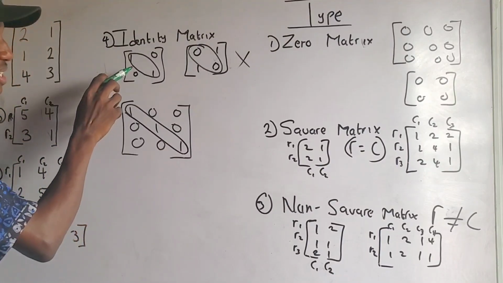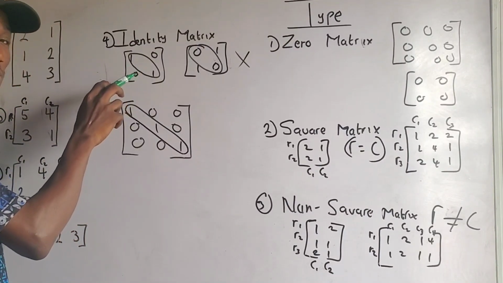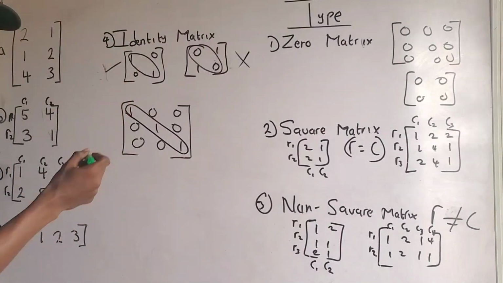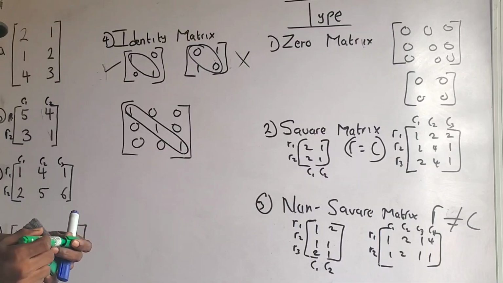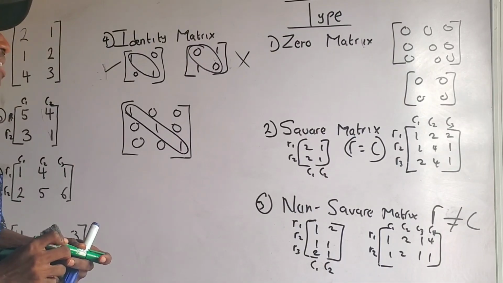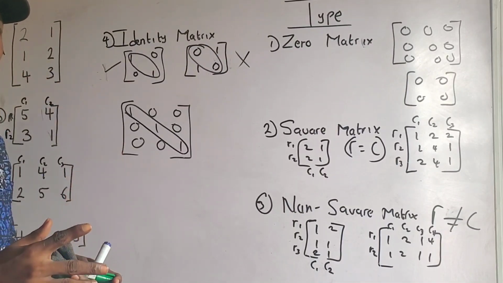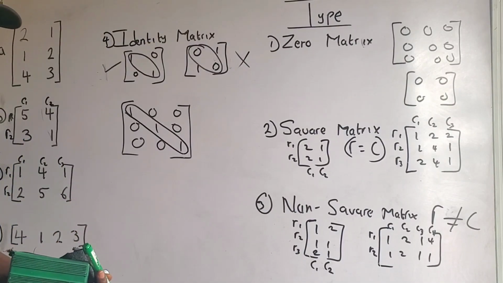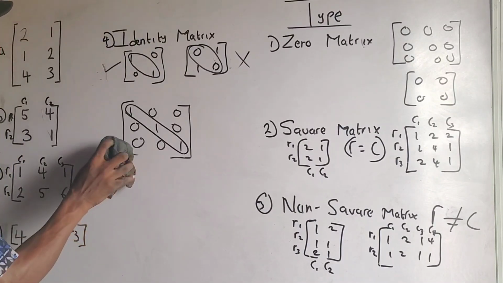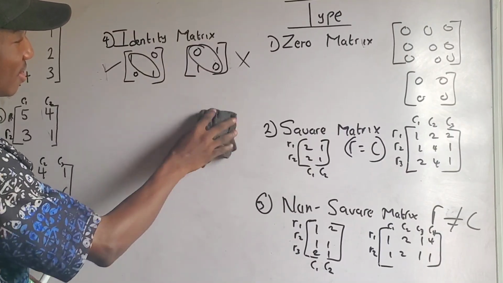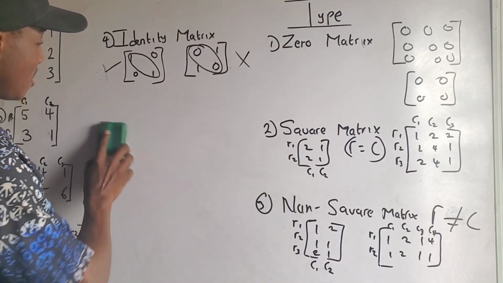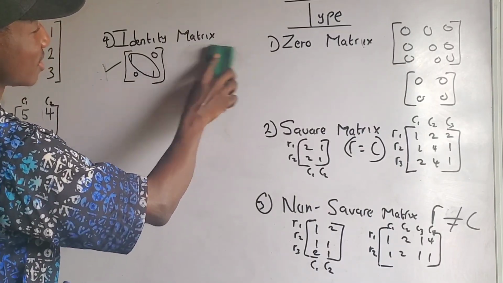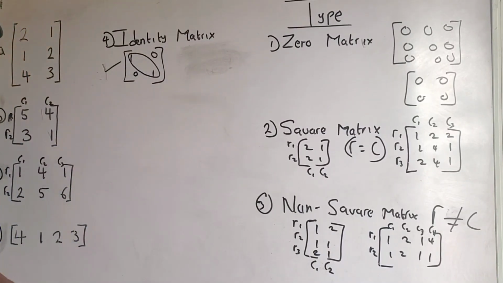So all the numbers that are present in the leading diagonal, they are 1, while other elements are 0. So this matrix can be called identity matrix. You understand? Any matrix that satisfies this condition, the leading diagonal are 1, other elements are 0s, is called identity matrix. Don't forget, okay? So I can erase this now. So this one cannot be called identity matrix. Now I hope you understand it now.